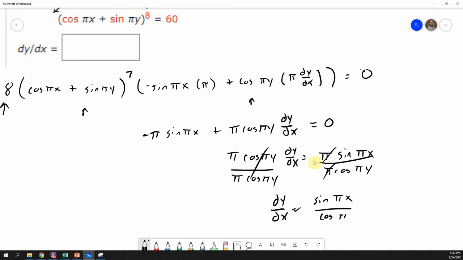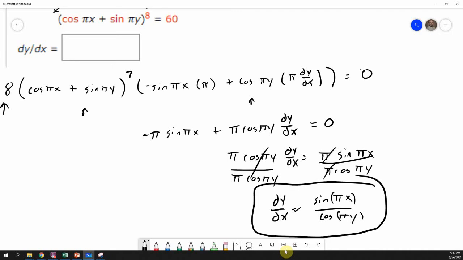over cosine pi y. Now remember, these are arguments. You can't cancel those pi's out because these are not things that are being multiplied together. And because the arguments are different, I can't turn that into tangent or anything. That is just my final answer.